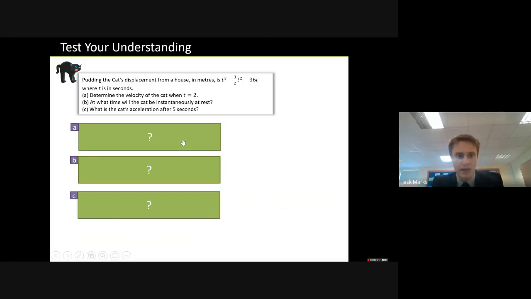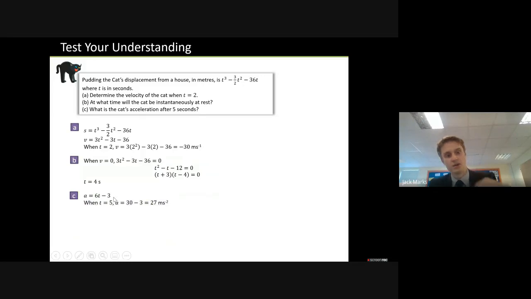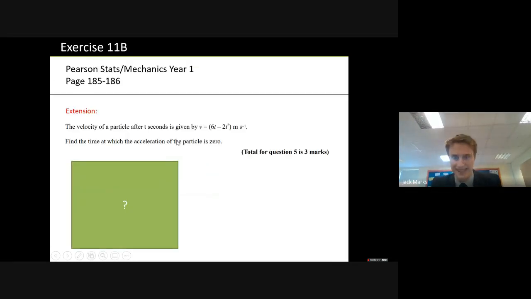I'm going to assume that you've done that. So differentiate for velocity, plug in the value. At rest means v equals 0, so put v equals 0 into the velocity equation. You can ignore the minus 3 because that's not a possible answer. Acceleration, you have to differentiate again and then put in t equals 5. And that takes you to 11b.